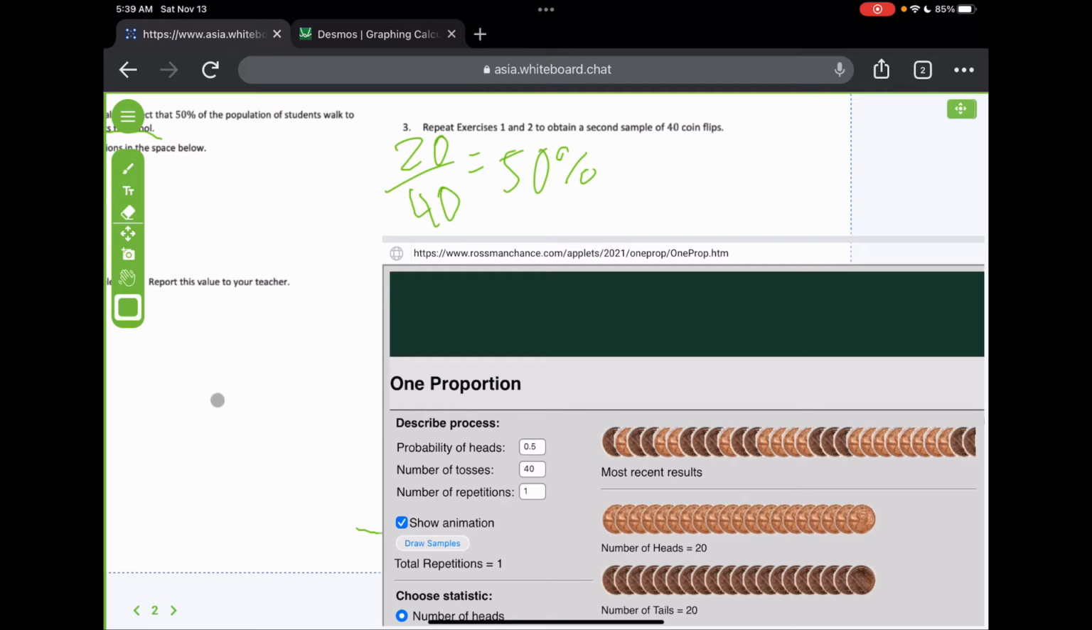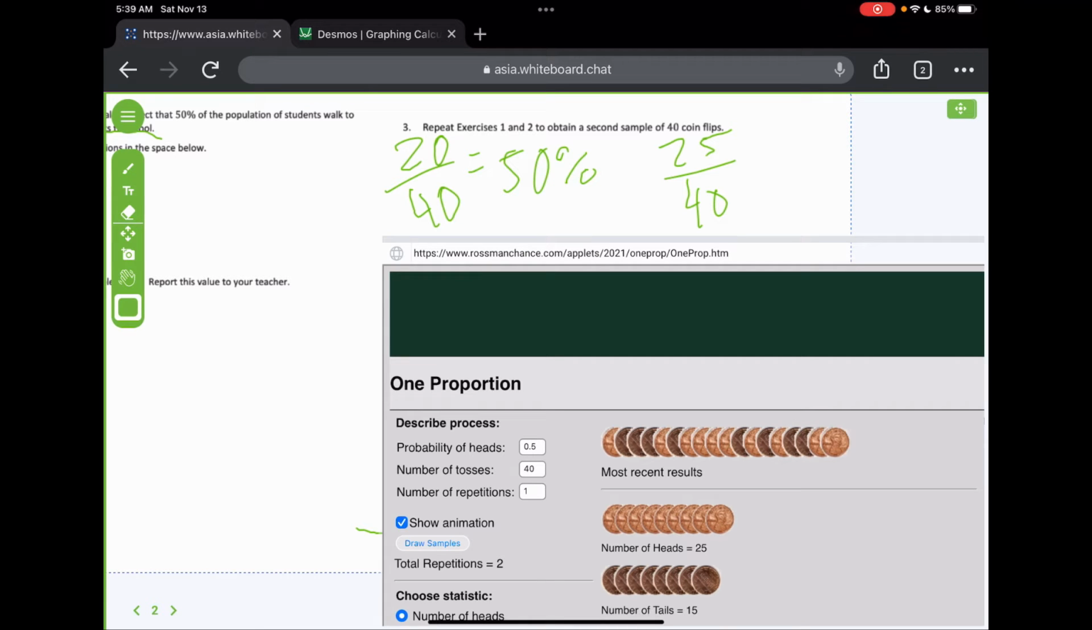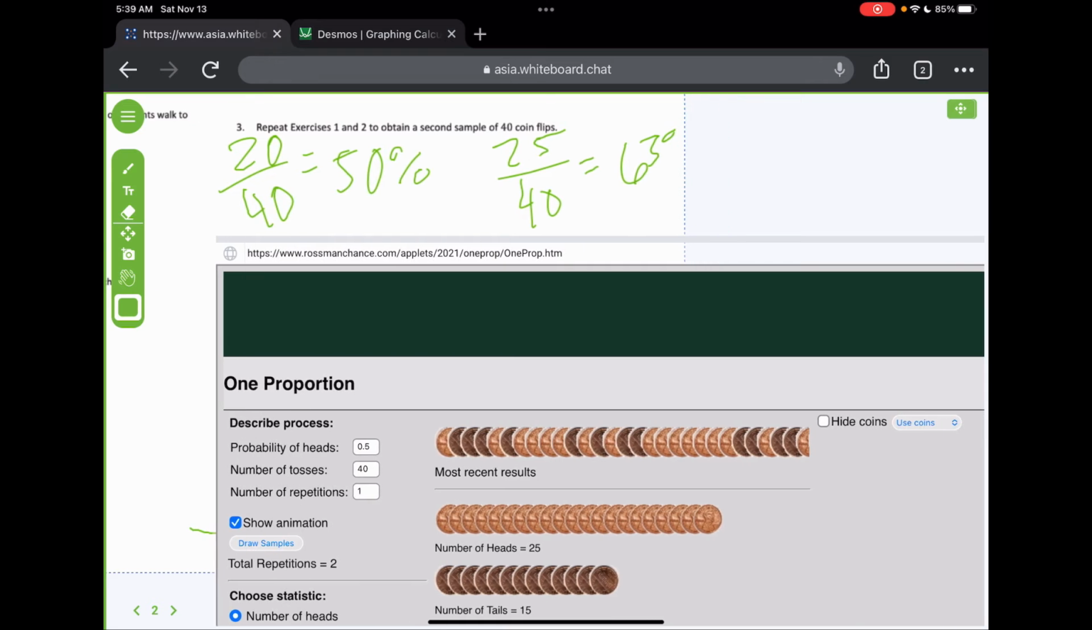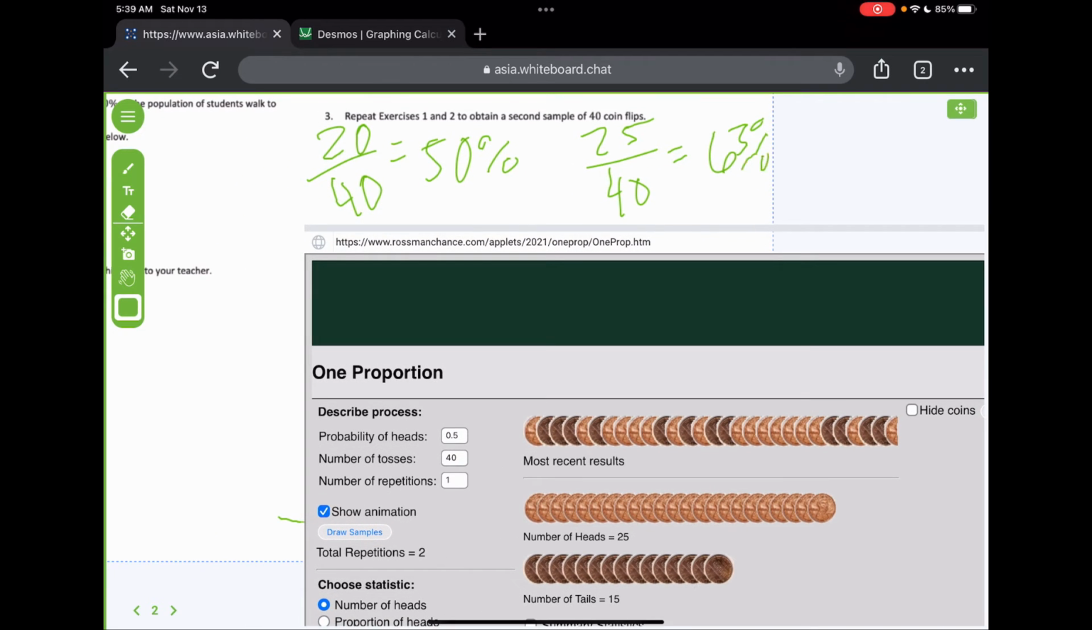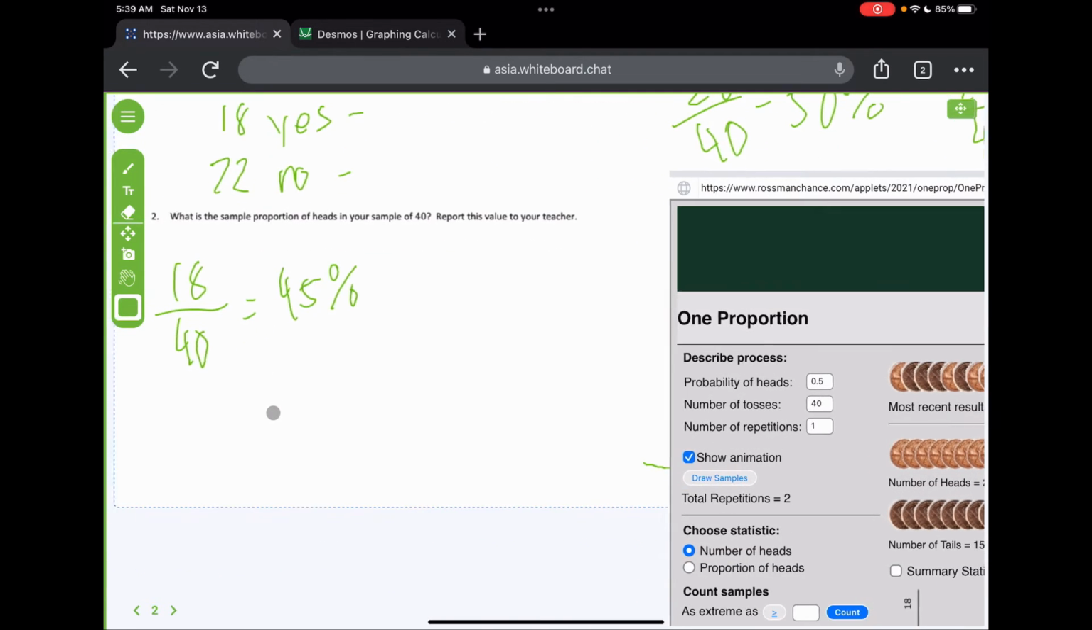Alright, let's do it again just to see what we get. If we do it again, we get 25 yeses out of 40 flips, and that would equal 63%. It's actually 62 and a half, but I went ahead and rounded up. So that's a little bit higher than what we said in our conjecture, that there could be up to 60, right?